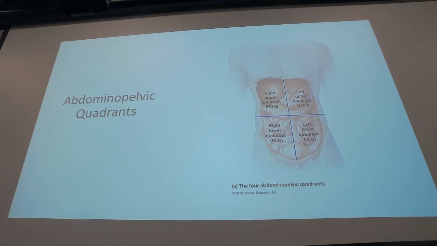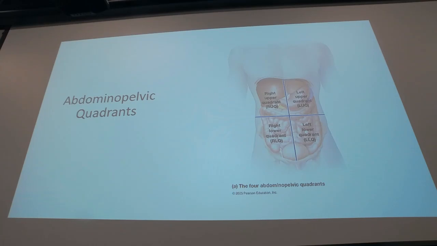Then right lower quadrant, you can see the ascending colon, part of the loops of the intestine, what will be the ileum, and then of course the right side of the urinary bladder, and then in this portion of the ascending colon nearby, it is the appendix, the vermiform appendix.